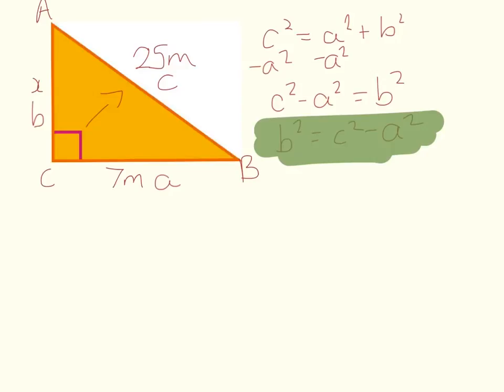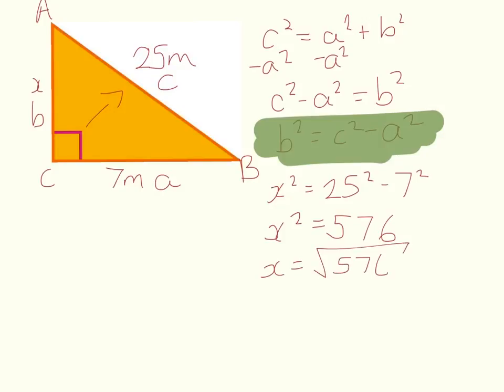So B is x, so we're going to have x squared equals 25 squared take away 7 squared. And that is going to be equal to 576. So x squared is 576, so to find out x, we need to square root that, and that is going to give me a value of 24 meters. Okay, so it is smaller than the hypotenuse, but if you are looking for a shorter side, you should be subtracting with Pythagoras this time.